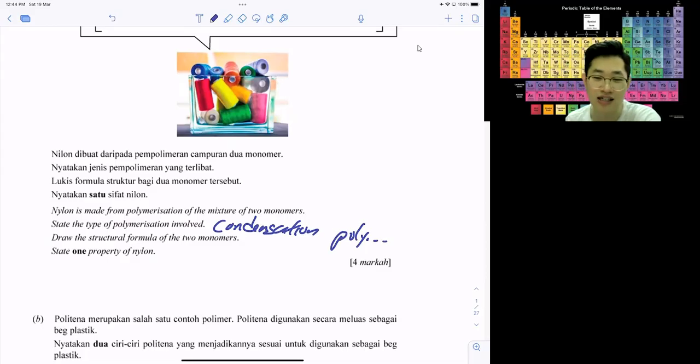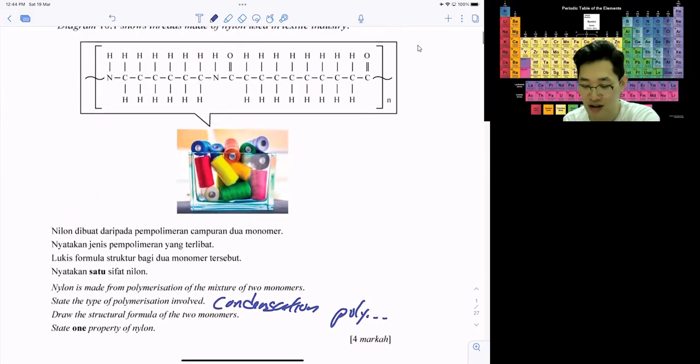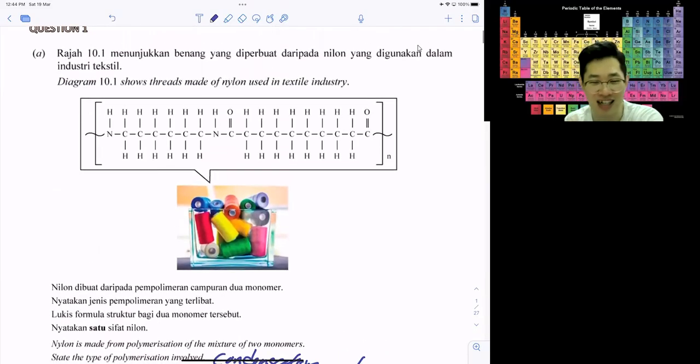Later I have to do the answer to one can. Draw the structural formula of the two monomers. Which page? I don't know which page. This one I take out. I simply take out some questions.